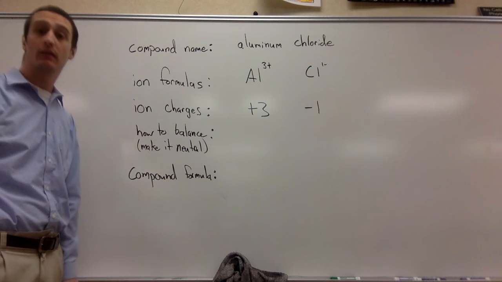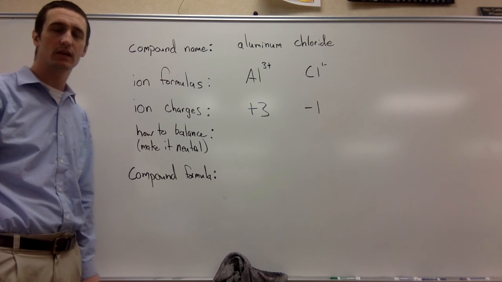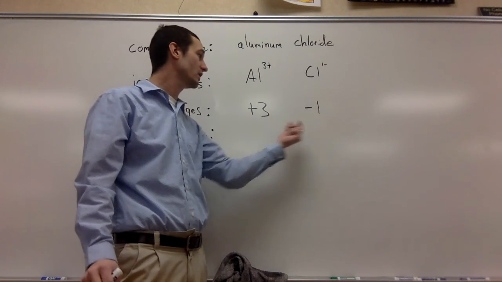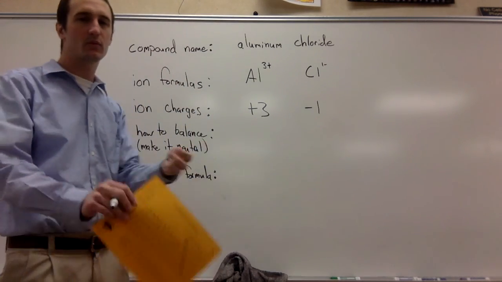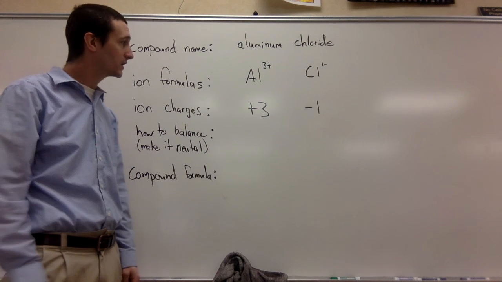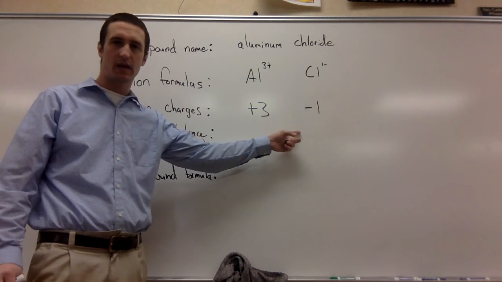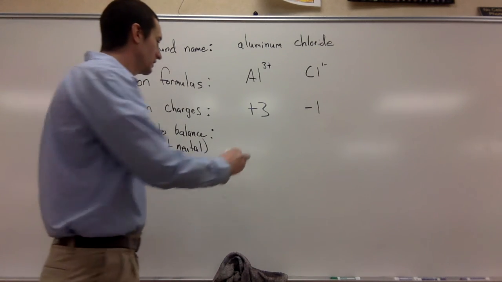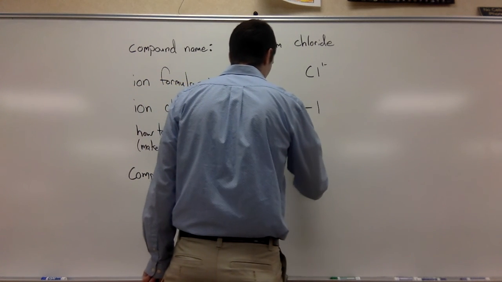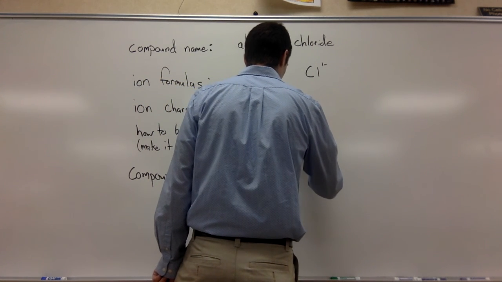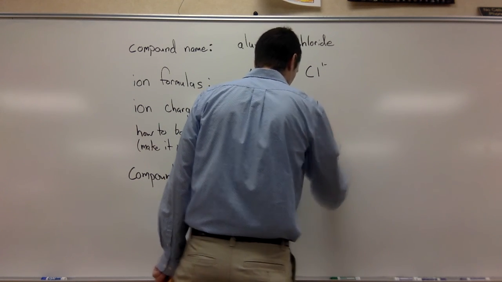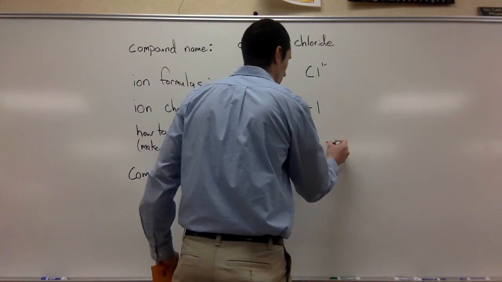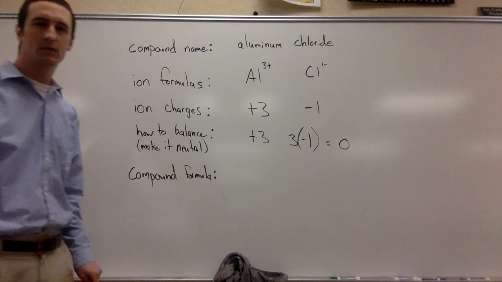The whole thing with writing the formulas for ionic compounds is the compound has to be neutral. And so if you have an ion with a +3 charge and an ion with a -1 charge, when you put those together, you don't have a neutral compound. And so we need to multiply the -1 charge by 3 in order to make it neutral. So you have +3 and 3 -1s. And if you have 3 -1s, then you end up with a neutral compound, right?